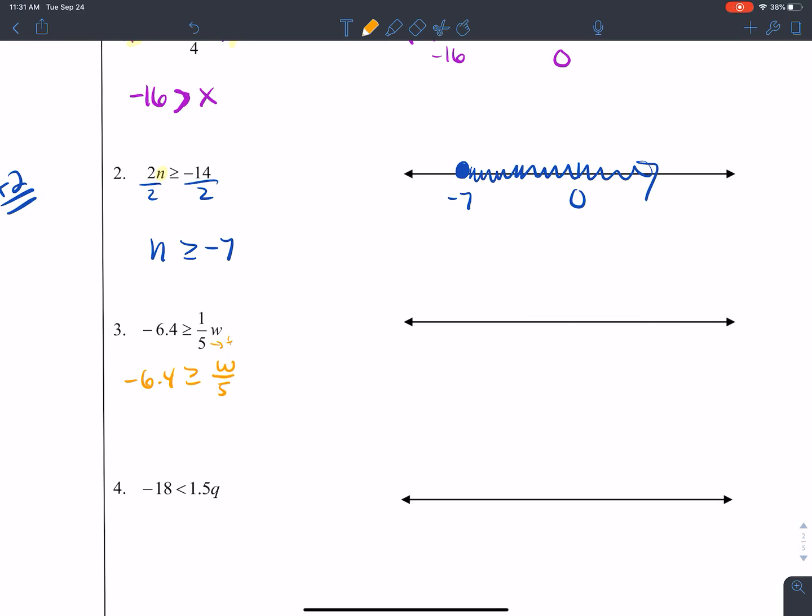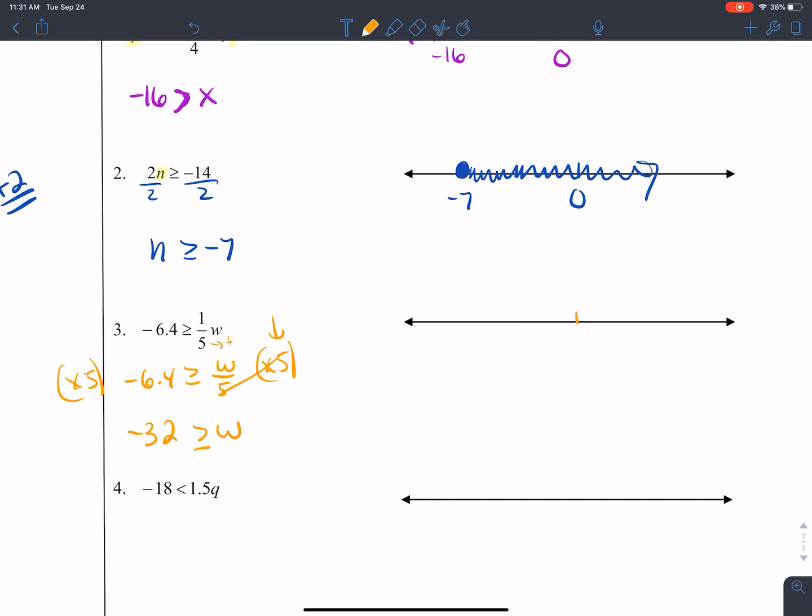And I don't want w to be divided by 5, so I would multiply both sides by 5. We multiply 5 by -6.4. That will turn into -32. These 5s will cancel. And again, I multiplied by a positive number, and there's nothing special I need to do if I multiply by a positive.